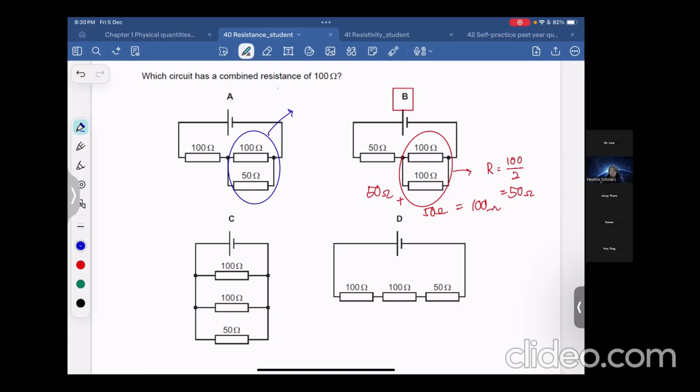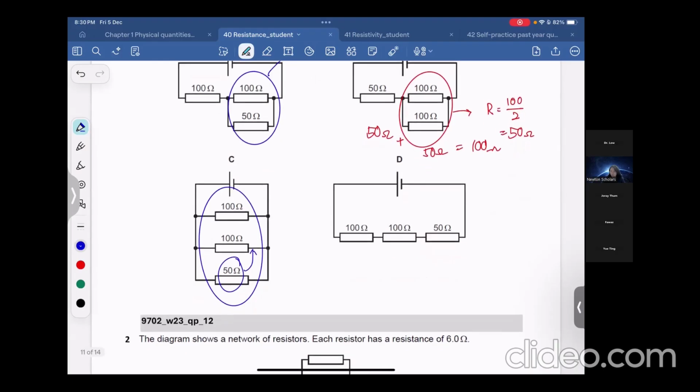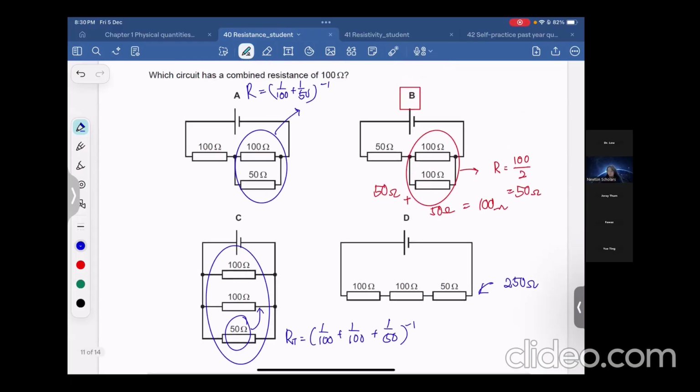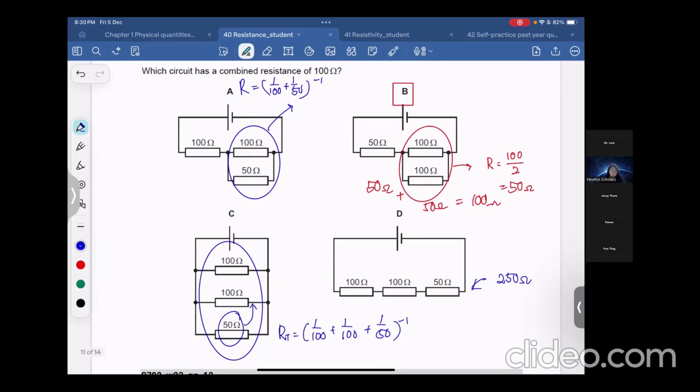If you want to do calculation for the others, for example this one, you cannot use the shortcut way. You should use 1/100 plus 1/50, then reverse it. So this is the part for this. Then here, teacher, can I use the shortcut method? No, because here they are not the same. So for this one, you should do 1/100 plus 1/100 plus 1/50, inverse it. The last one is easy, just in series, add it up, 250 ohm. Is that clear?